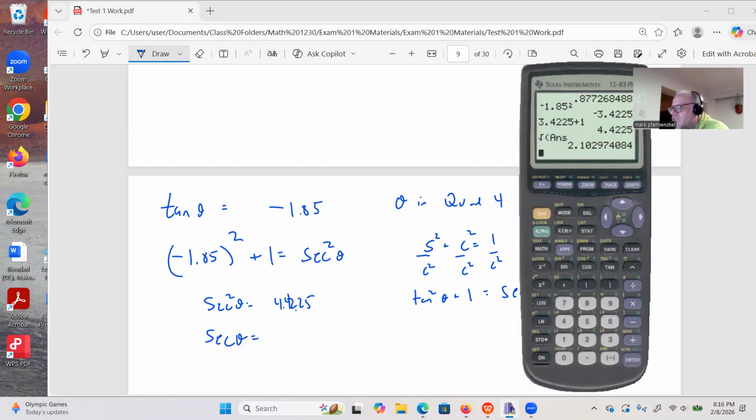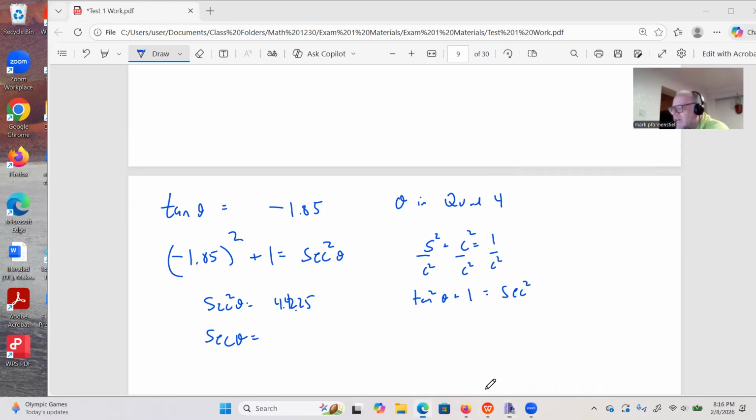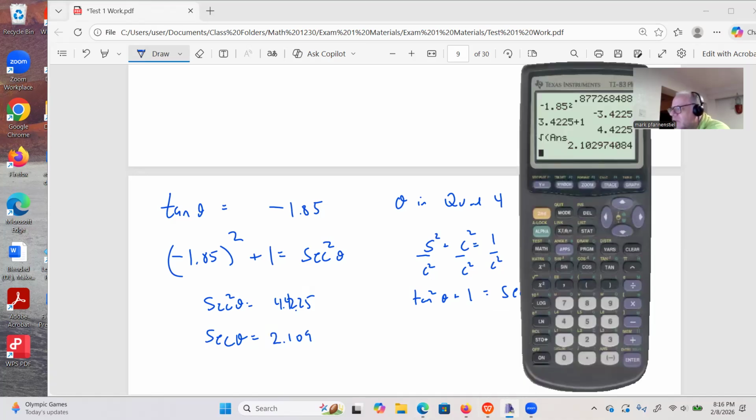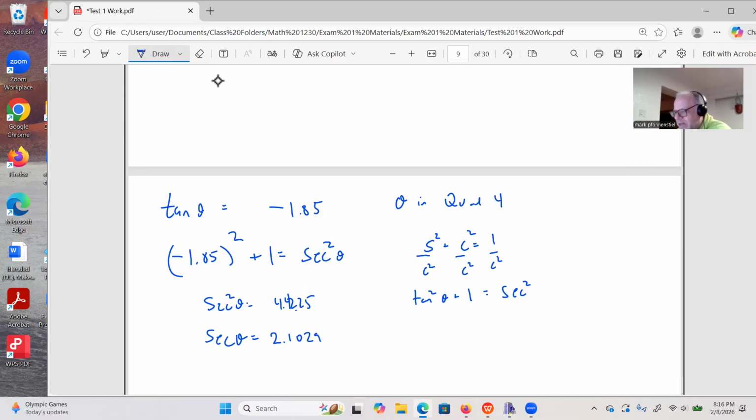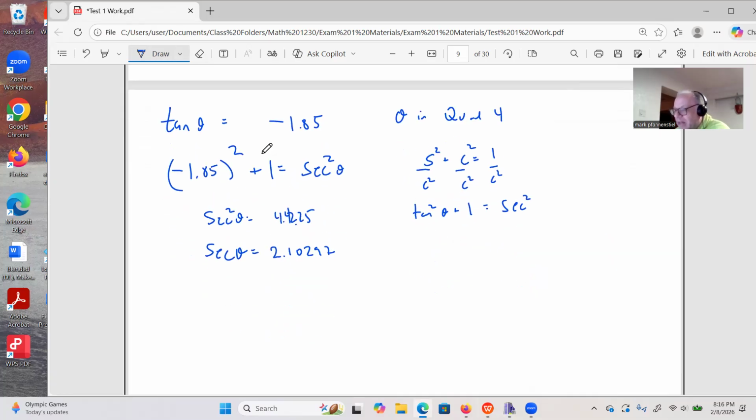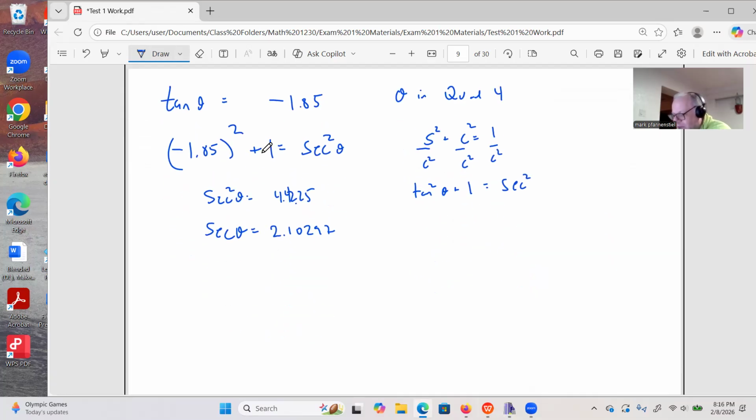2.1097, 2.10297, let's see, 2097. Here we go. Okay, 2.2097. Now, I picked the positive one because cosine is positive in quadrant 4. Secant will also be positive in quadrant 4.